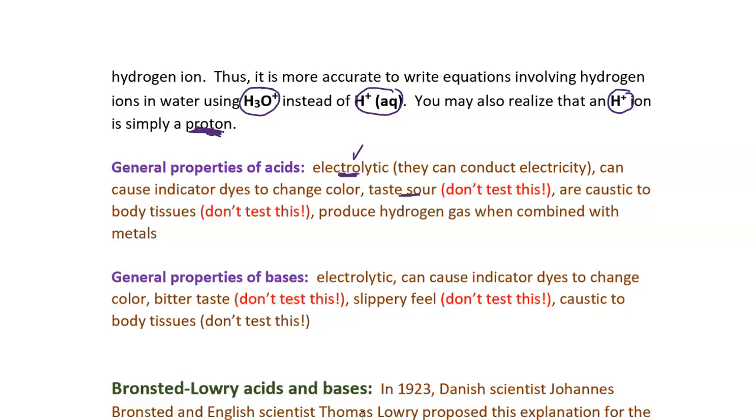For example, citric acid. Citric acid is in citrus fruit. Citric acid is added to foods to give them a sour taste. Acids are caustic. That means that they burn body tissues, your skin or your eyes. Acids produce hydrogen gas when combined with metals.